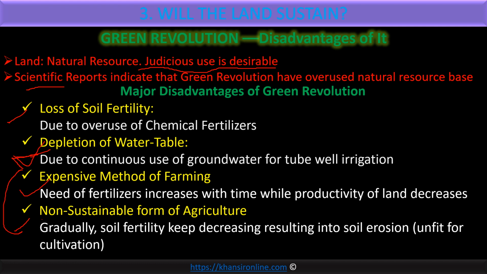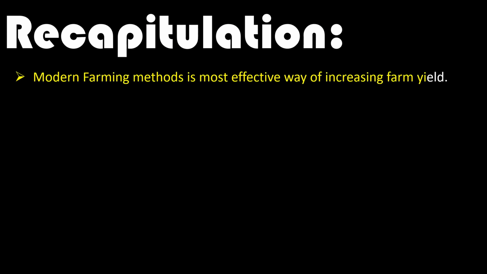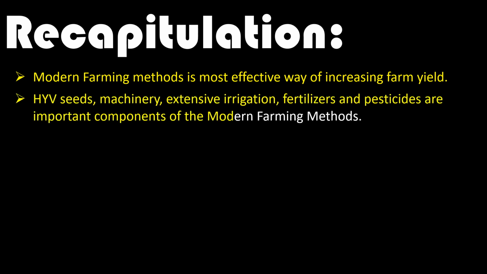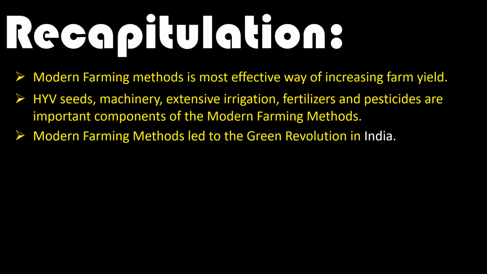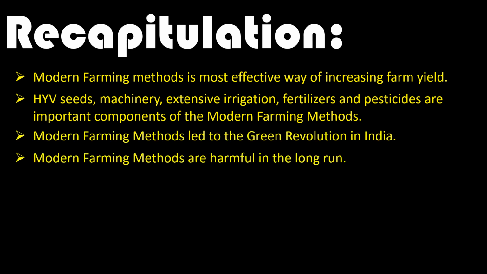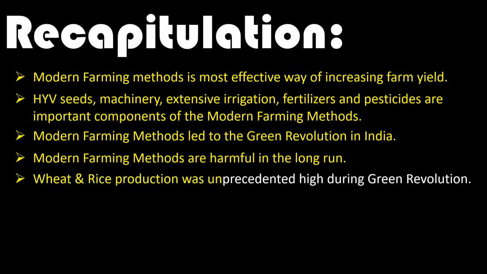So this is the last slide. Now let's recap quickly what we have learned in this module. Number one, the modern farming method along with multiple cropping is one of the most efficient ways to increase the production from the same land. The important factors of the modern farming methods are HYV seeds, machinery, extensive irrigation, fertilizers, and pesticides. The modern farming method led to the Green Revolution in India. Modern farming methods are harmful in the long run. Wheat and rice production was unprecedented.